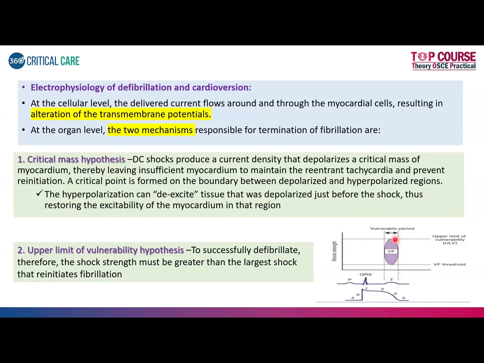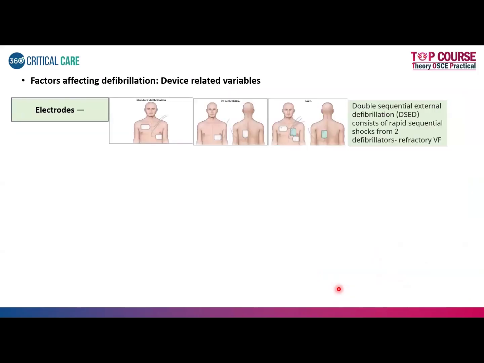Okay, I hope you are able to understand. So, to successfully defibrillate, the shock strength must be greater than the largest shock that initiates the fibrillation. So, this is called the upper limit, and this is the second hypothesis that is the principle of defibrillation. What could be the factors that affect the defibrillation?